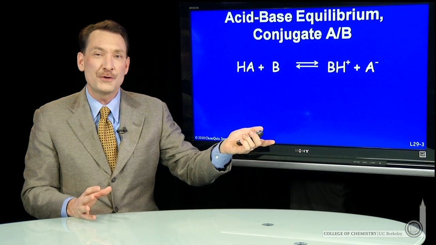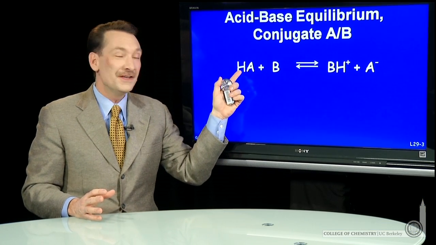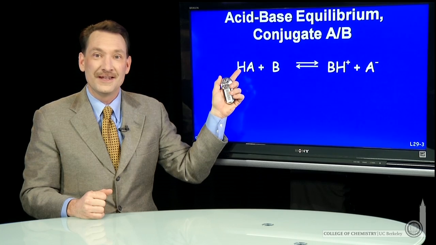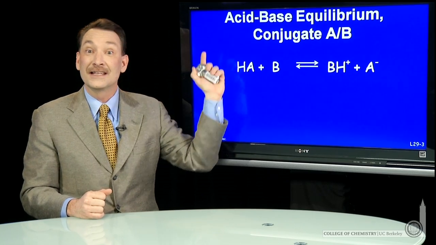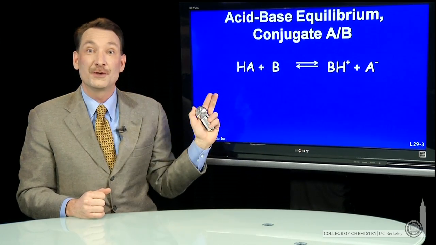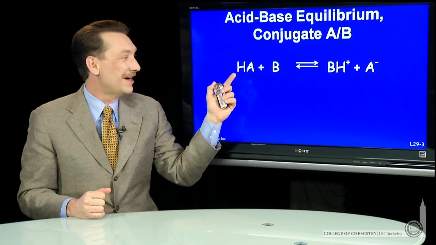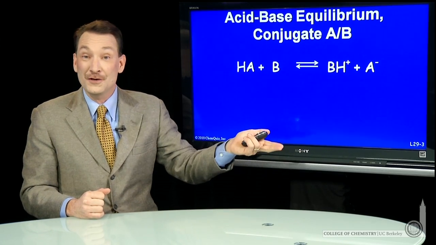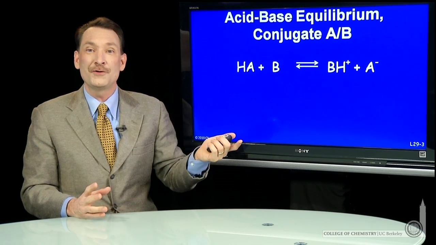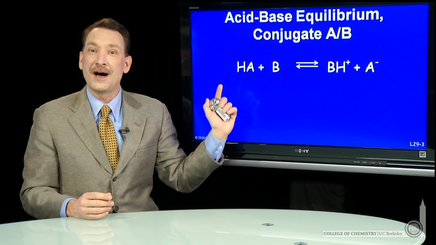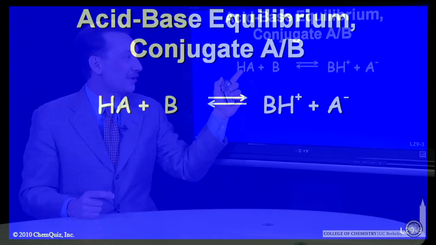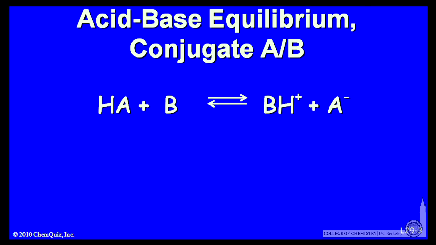Now, I'm saying proton. By that I mean when this hydrogen leaves the HA compound, it leaves its electron behind. So it's only the nucleus of the hydrogen that leaves. And the nucleus of a hydrogen atom is a proton. So we call this proton transfer. A proton is transferred from A to B.